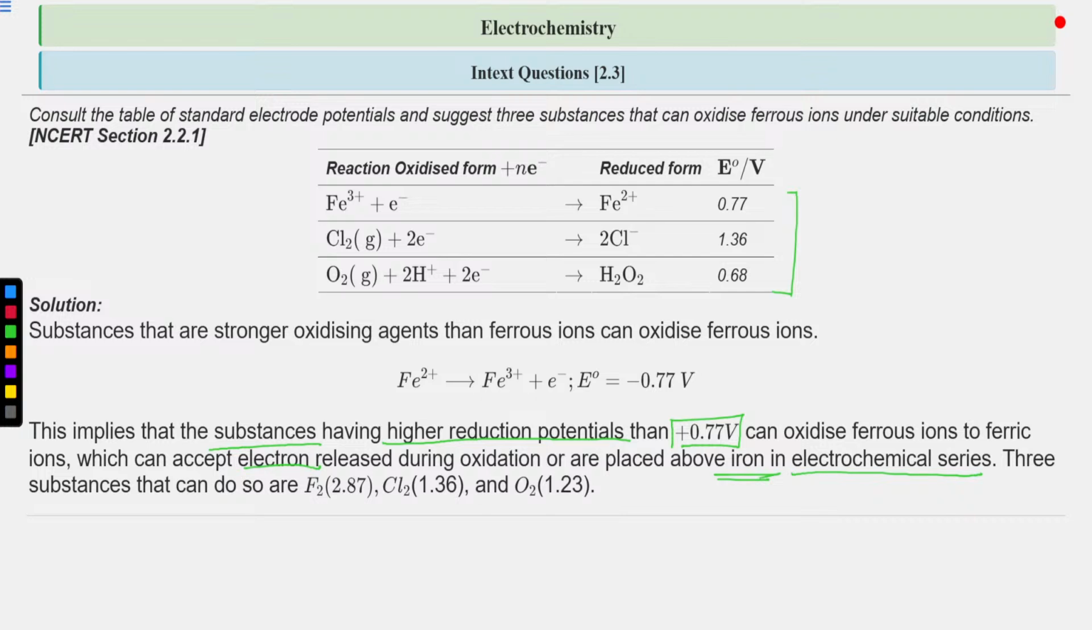Okay, so 3 substances that can do so are F2, first of all, whose E naught value is 2.87 and it is above the ferrous ion. Second is Cl2, whose E naught value is 1.36, and third is O2, whose E naught value is 1.23. All are having greater reduction potentials than positive 0.77 volt, which is for ferrous ion as given in this table. Okay, so this is how you can tell the three substances that can oxidize ferrous ions by consulting this given table where the three reactions are given and their respective E naught values.